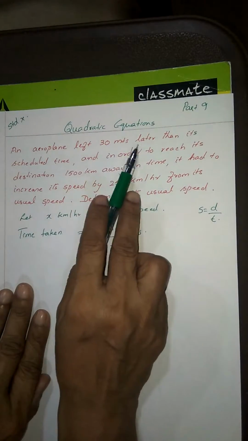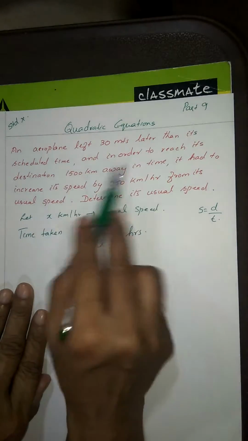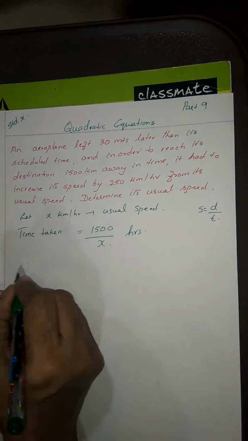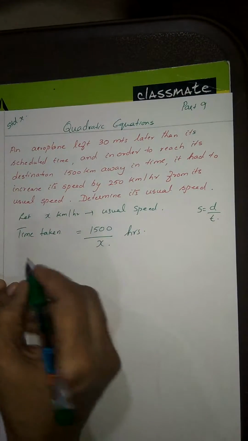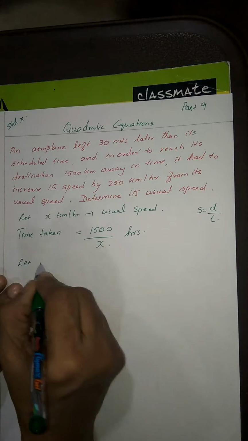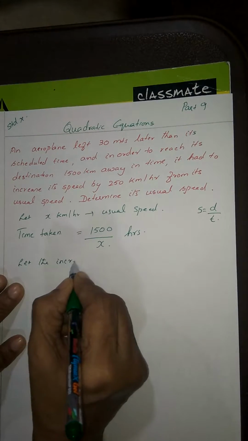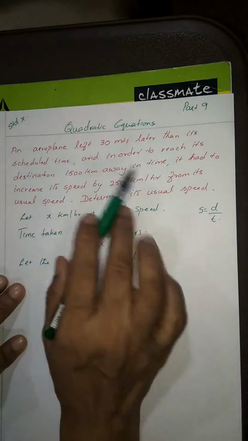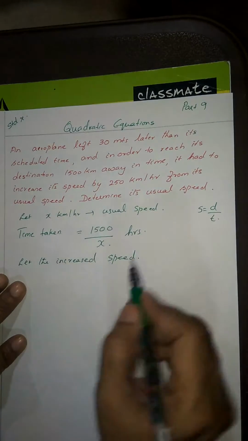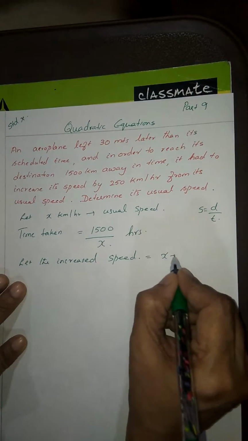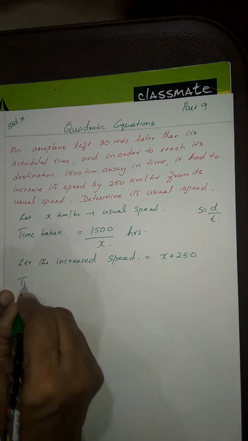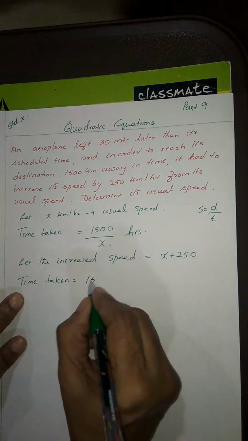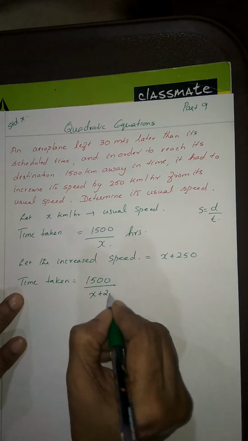Now he left 30 minutes later than its scheduled time. So he had to increase its speed by 250 kilometers per hour so that he can reach on time. To cover up the loss of time, he is increasing his speed. So the increased speed is equal to x plus 250. So the time taken will be, the distance is the same, 1500 by x plus 250.